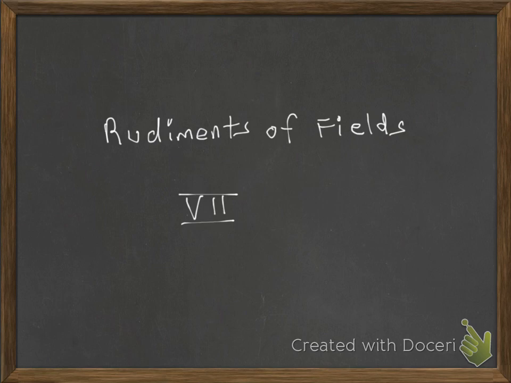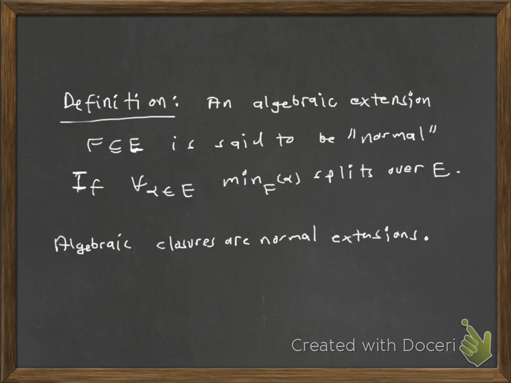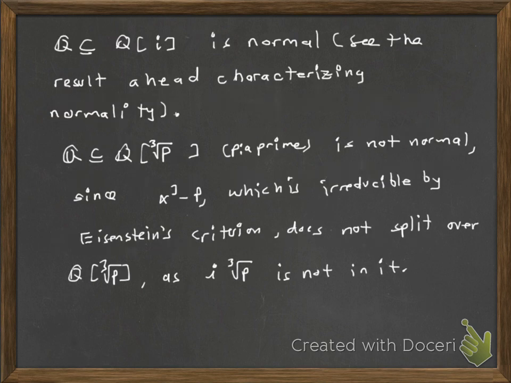Here Galois extensions are to be characterized, so we will look at normality first. We take an algebraic extension and call it normal if for every element alpha in E, the minimal polynomial of alpha over F splits over E. So for example, algebraic closures are normal extensions. Here's an example of a normal extension.